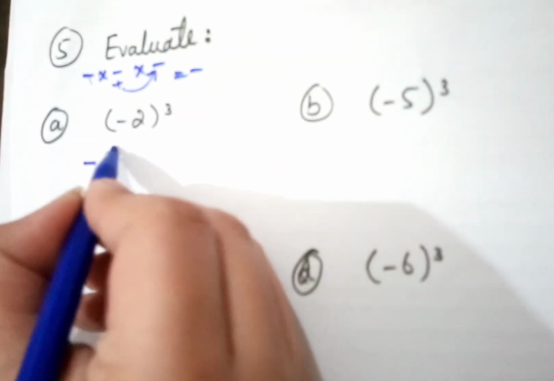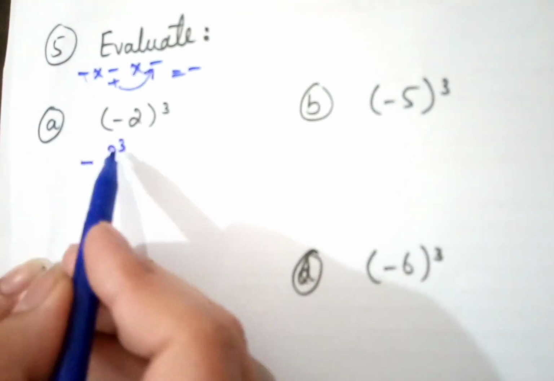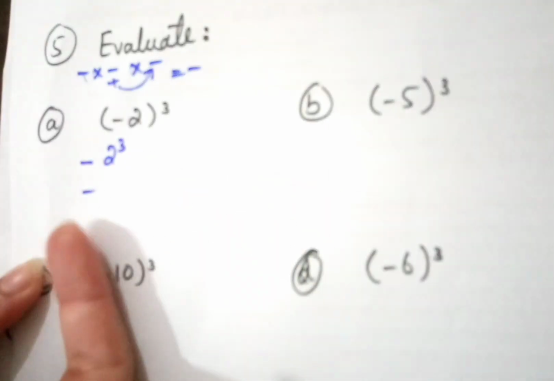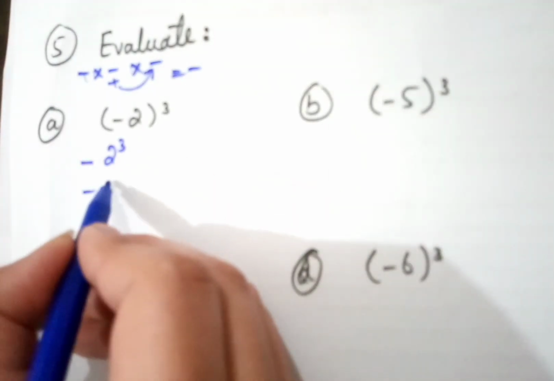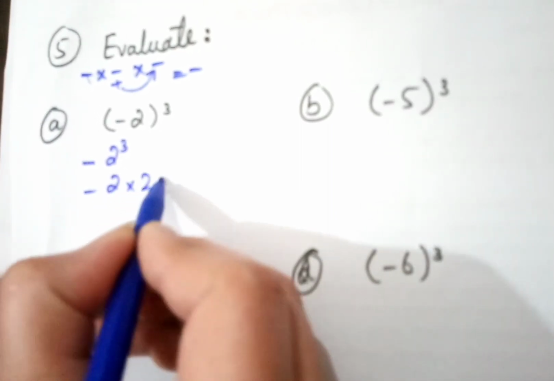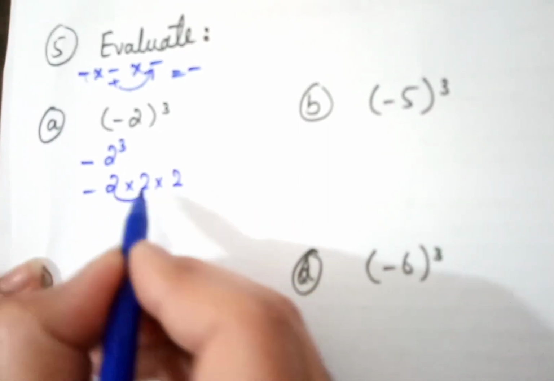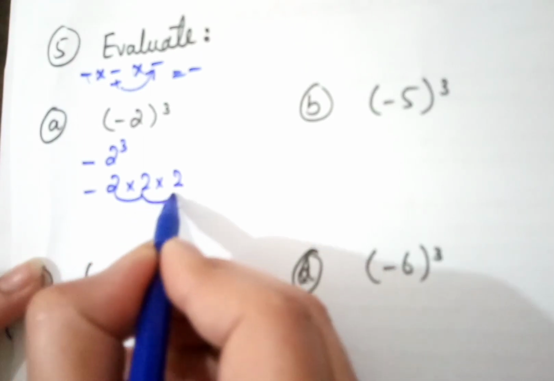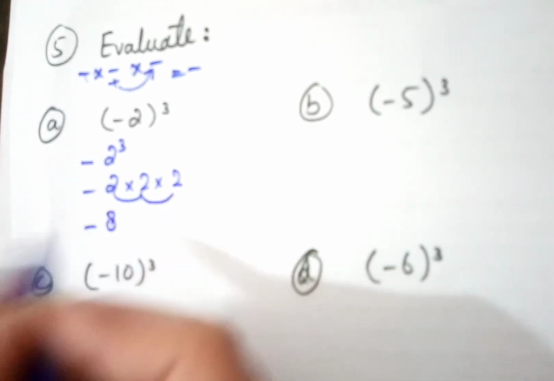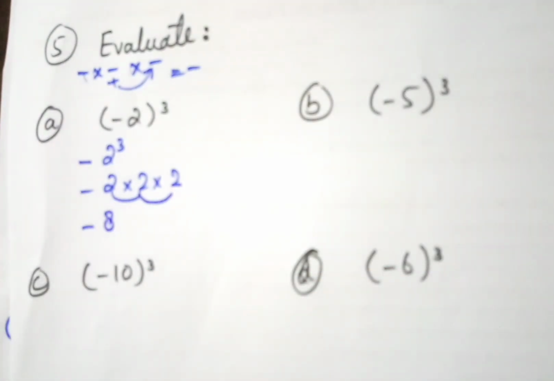Now you have 2 power 3. That means 3 times of 2. 2 power 3 means 2 multiplied by 2 multiplied by 2. So 2 2s are 4. 4 2s are 8. So you have the answer minus 8.